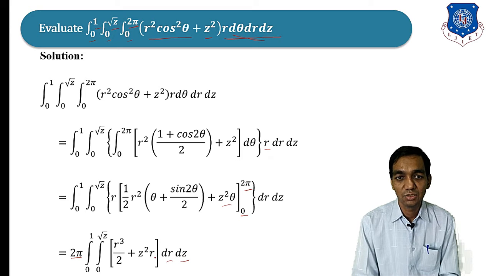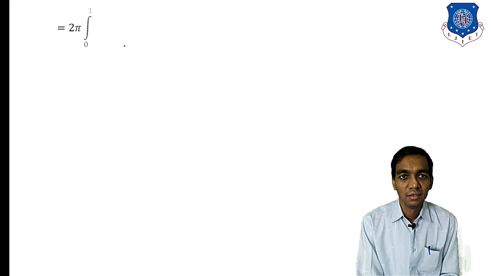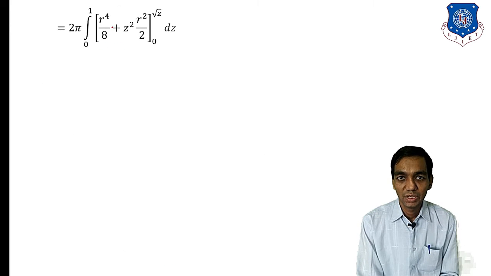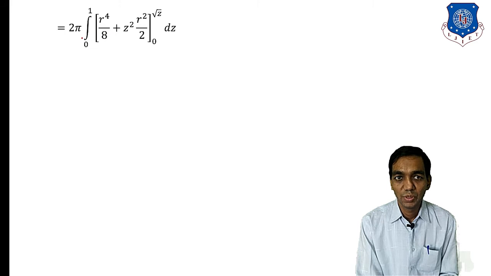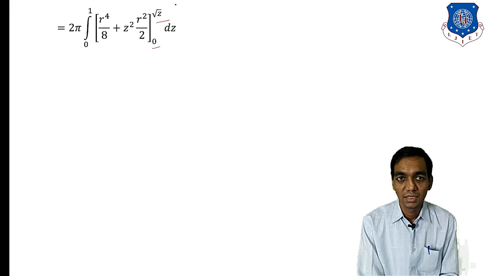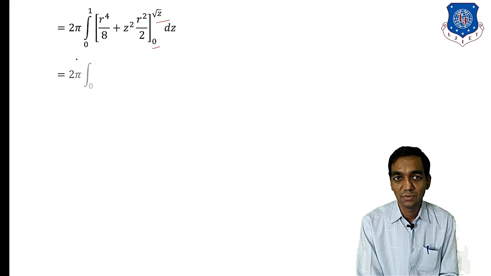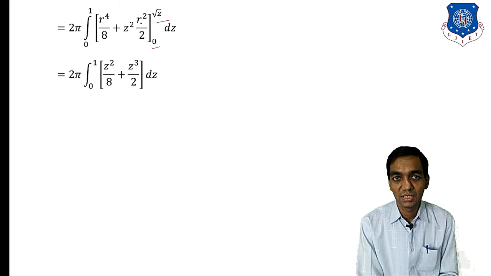Now the second integration is with respect to r. That will be 2 pi into the integration from 0 to 1 of r cube, which integrates to r raised to 4 by 4 into 2, that is 8, plus z square into r, which integrates to r square by 2. The limit is from 0 to root z. Substituting the limit gives root z raised to 4, that is z square by 8, and root z whole square is z, so z square into z gives z cube by 2.